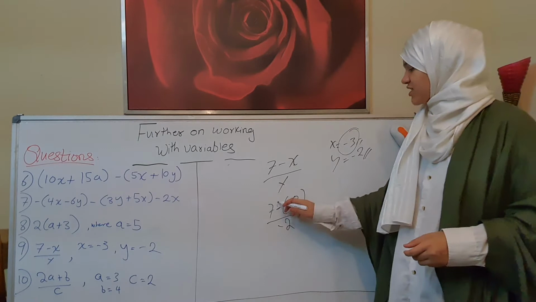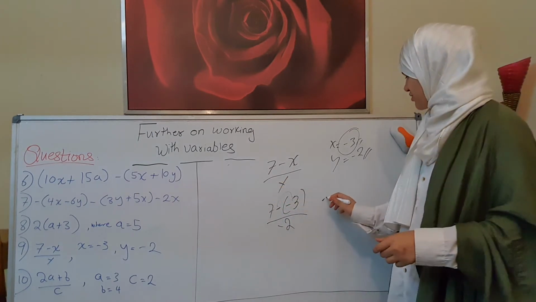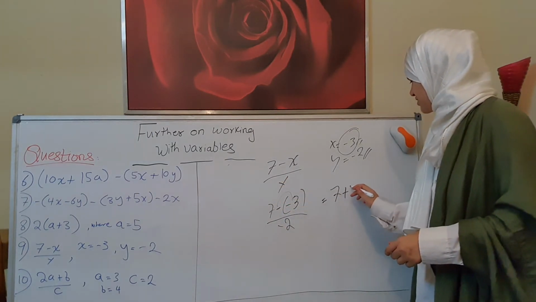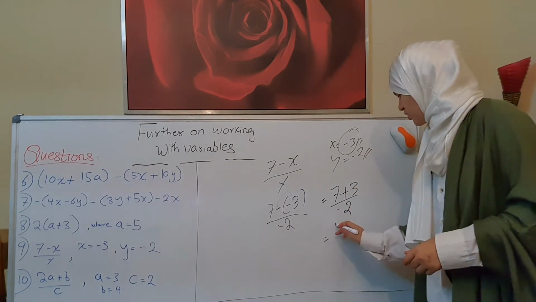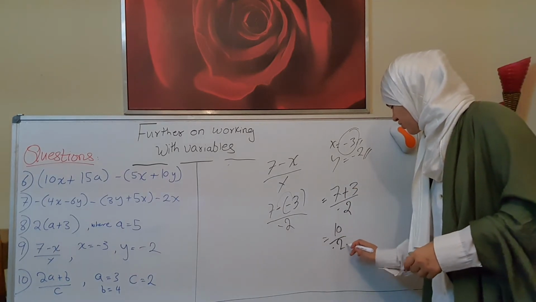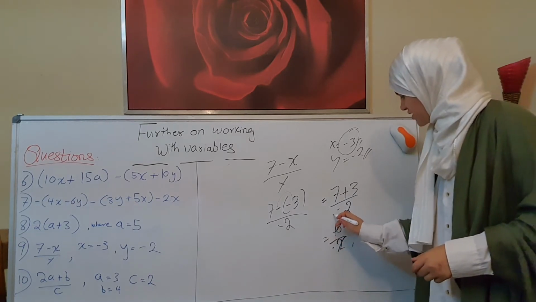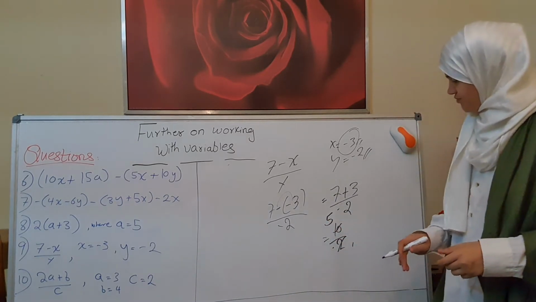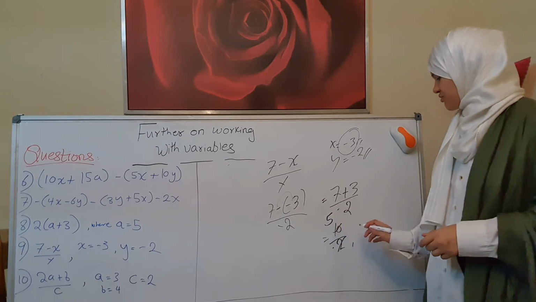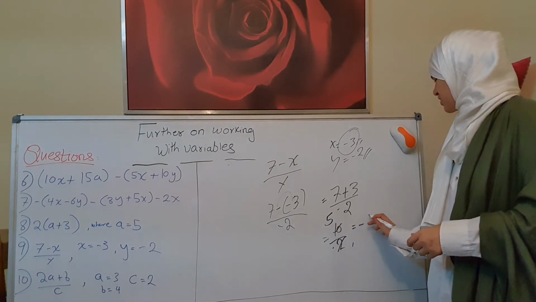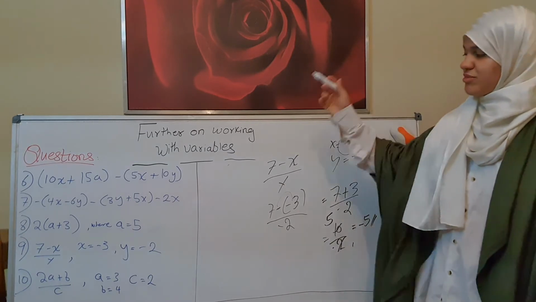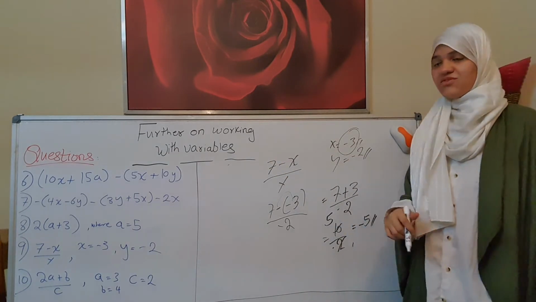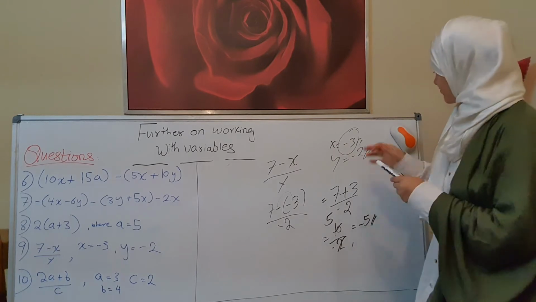Now, here negative times negative is positive. So that means 7 plus 3 over negative 2 is equal to 10 over negative 2. Cut by 1, and here by 5, or you can say by 2. So that means it is equal to negative 5 at the end. The final answer for question number 9 is negative 5. Now question number 10.